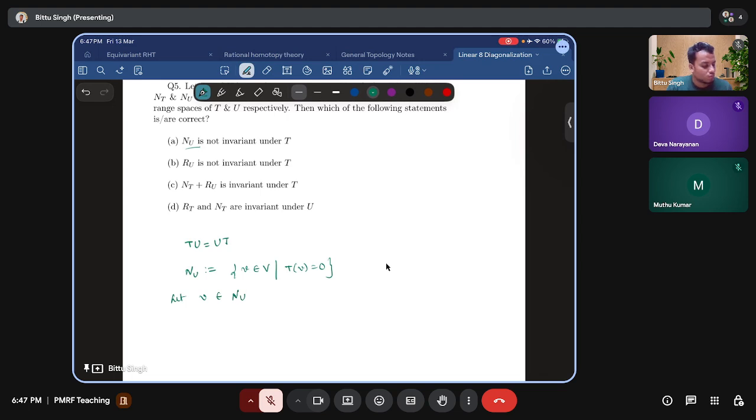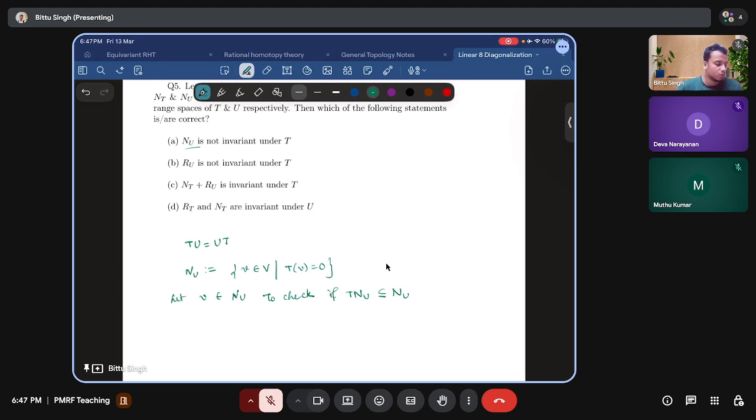So to check if T of NU is contained in NU, if we apply T on the subspace and it is contained in that subspace, this is the definition of T invariantness.